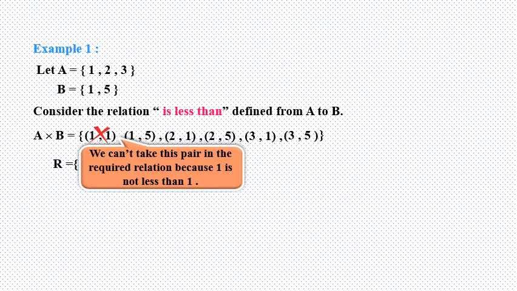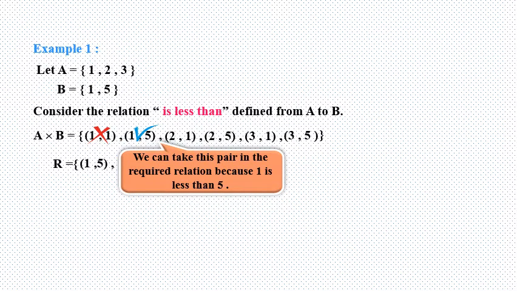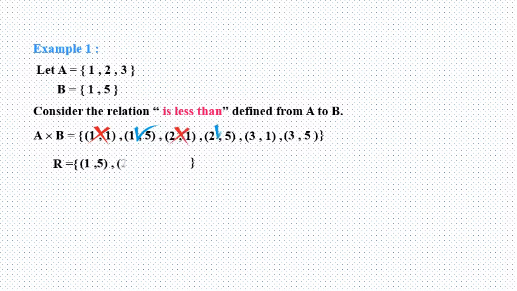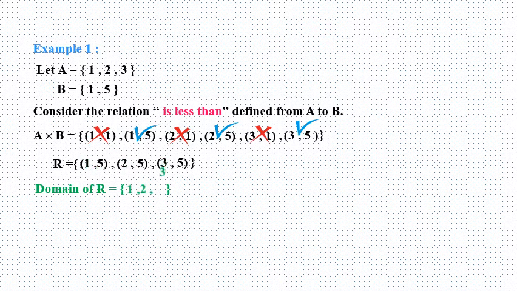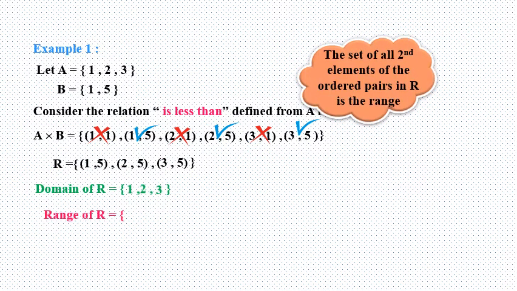So first one cannot be taken because 1 cannot be less than 1. Yes, it is taken, 1 is less than 5. Second one cannot be, third one yes, fourth one cannot, fifth one we can. So this is how the relation will be defined. The set of all first elements of ordered pairs in R is the domain. So what is the domain here? 1, 2, 3. Correct?